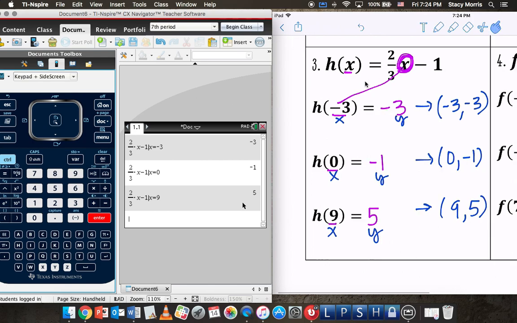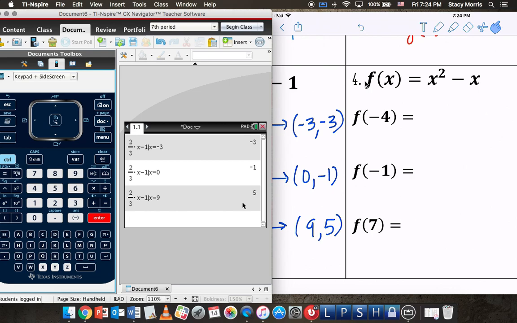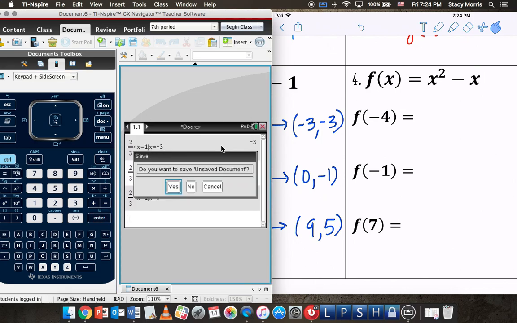Okay. All right, number 4. So this time we have x squared minus x. So we have 2 places where we're going to have to plug this in. We have an x here and we have an x here. So we're going to plug this -4 in right here and right here. At this point, the parentheses that we plug in are really important. And so I'll show you why that's so important.